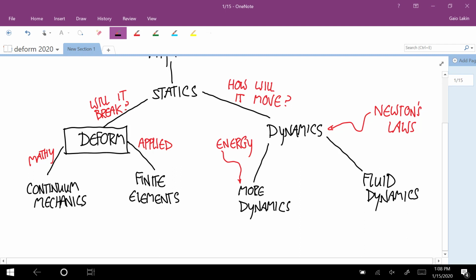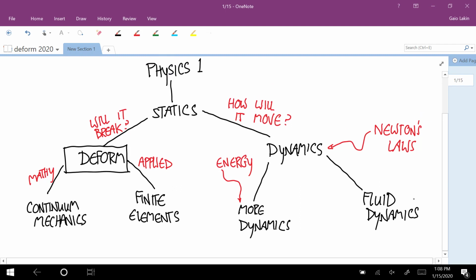People in different departments and with different concentrations in their departments will take different ones of these. If you're in mechanical engineering, I think you take deform, but then after that you go dynamics, fluid dynamics, and then focus quite a bit more on fluids for the most part. If you're in civil engineering, most people, especially in structural engineering, don't have much use for dynamics. So there's more focus on how do we know whether it's going to bend, going to break, that kind of thing.